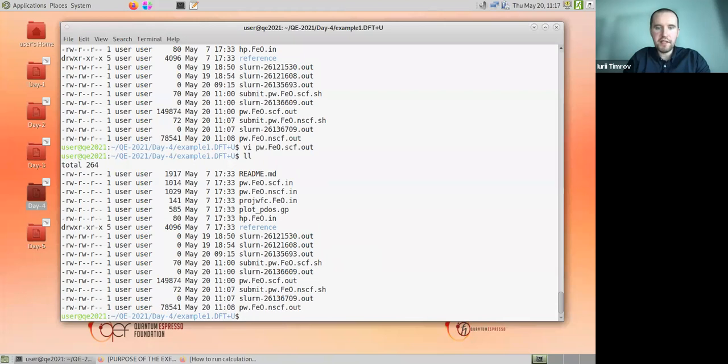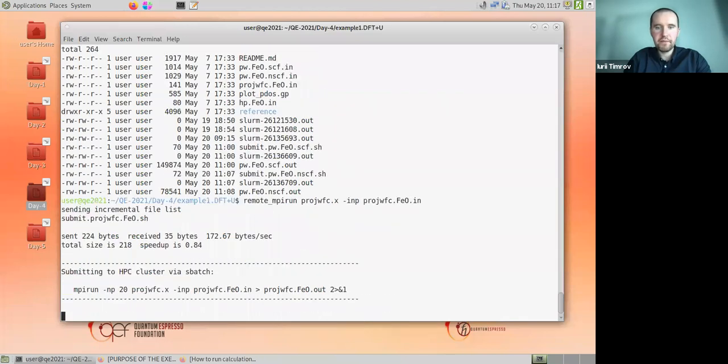So we did SCF and NSCF. Now the last step is the calculation of the PDOS. So we type remote mpirun. It's called projwfc.x -input, and we type the name of the input file, which is projwfc iron oxide input. Submit.